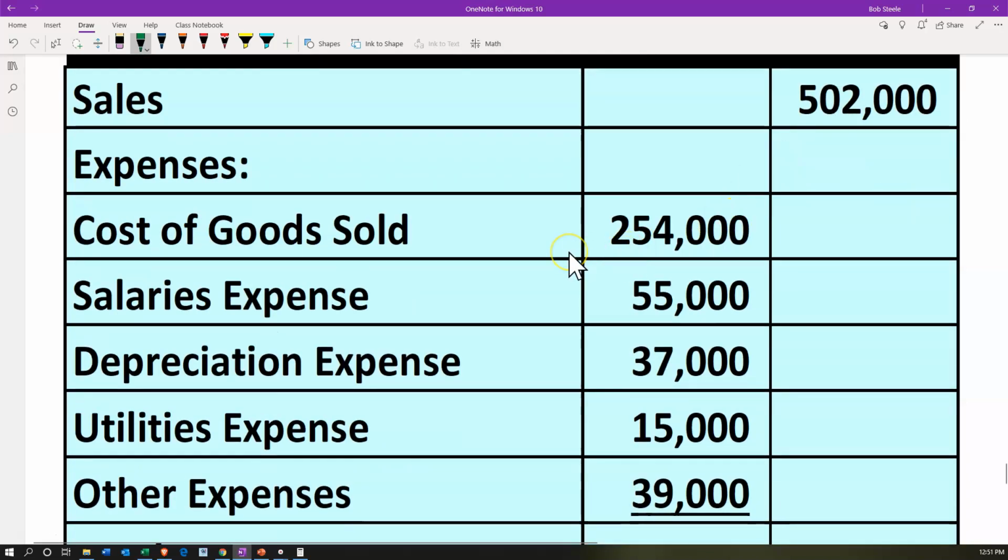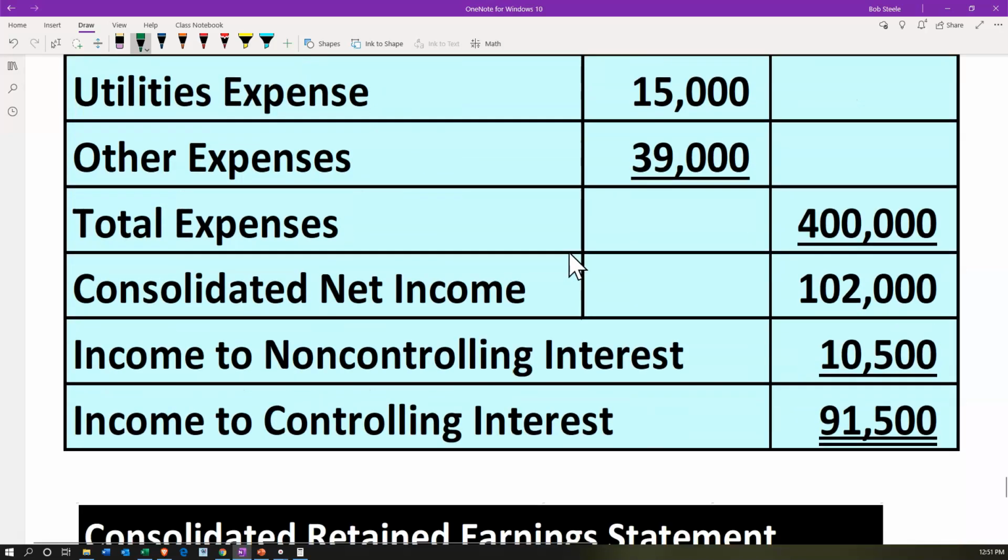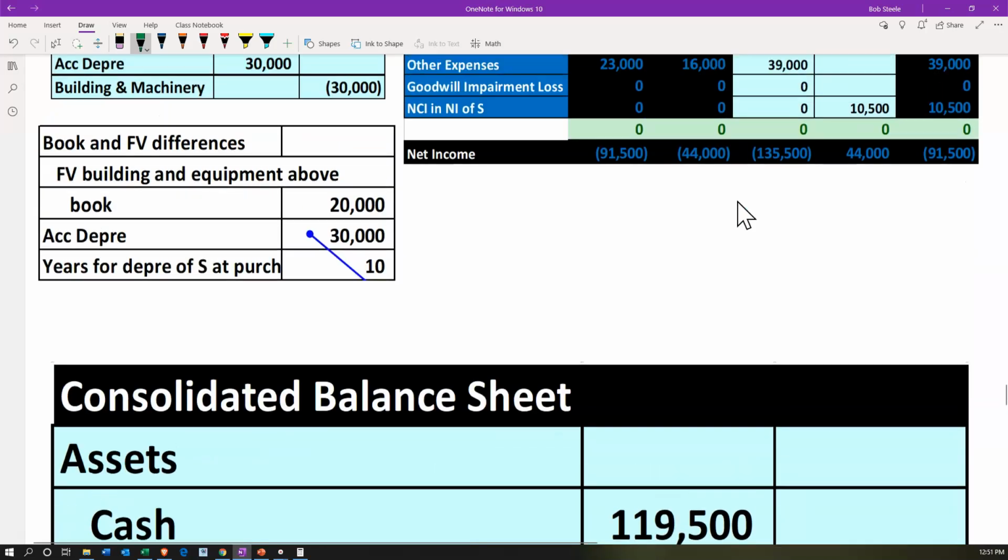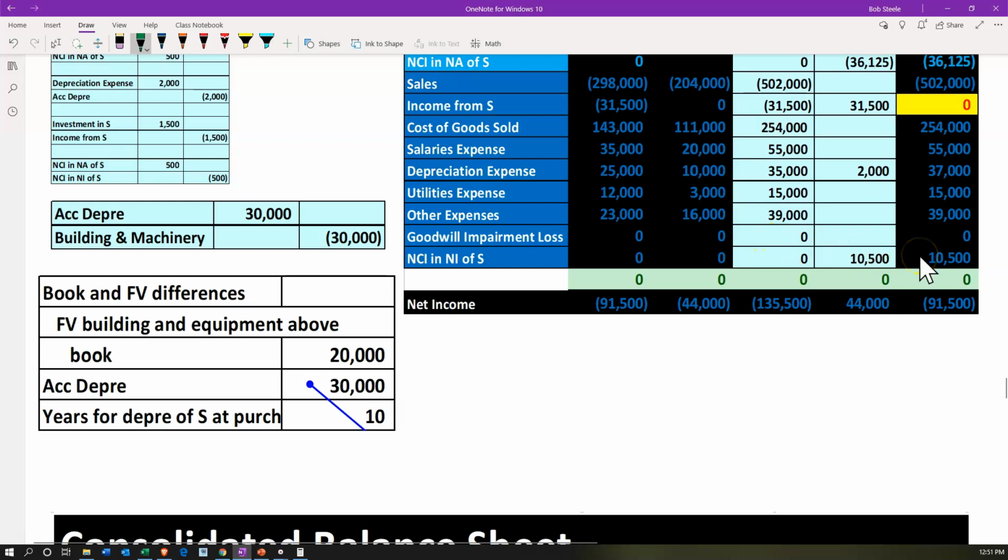And then we've got the expenses down below. I just grouped them all together here. So that's the total expenses. Notice what's not included in the expenses: the non-controlling interest account. In other words, if I scroll back up, this account is basically acting like an expense to get to the bottom line number here, the non-controlling interest account.